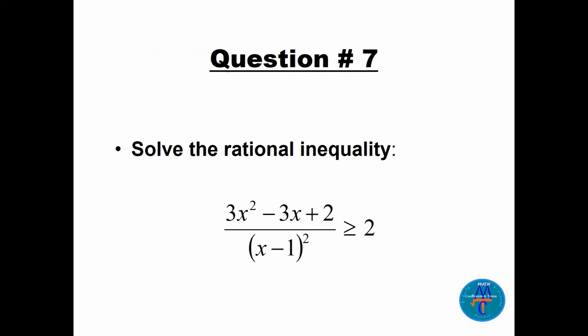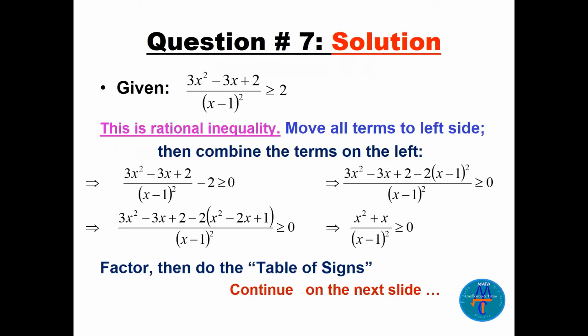Rational inequality. Remember, like a polynomial inequality, we have to remove all the terms to the left and then combine the terms on the left. Move all the terms and then combine them. So take 2 there, minus 2, now becomes greater than 0.